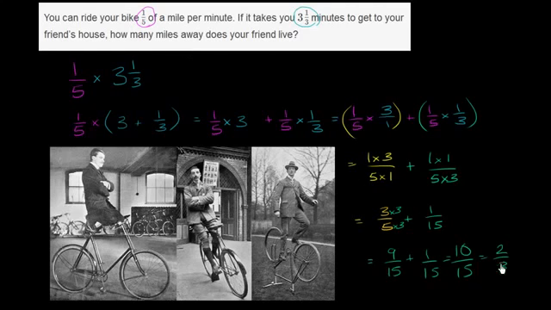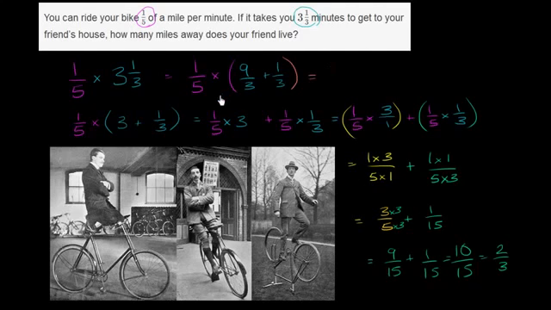Well, that's kind of interesting, and this was kind of a long way to do it. Let's think about if there's a simpler way. This is the same thing as 1/5 times 3 1/3, and I'm going to rewrite 3 1/3 as an improper fraction. So this is the same thing as 9/3, that's 3, plus 1/3.